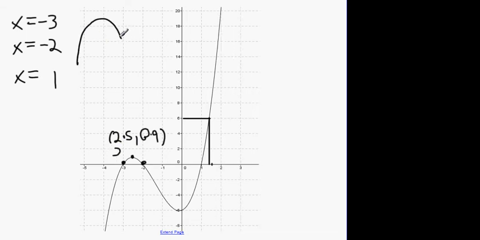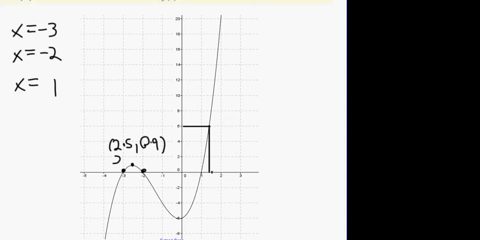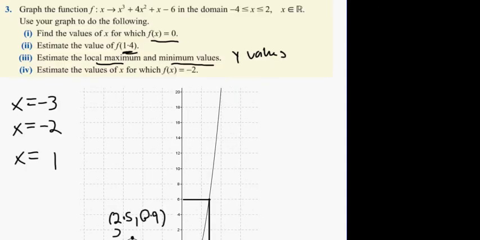The minimum turning point is on its way down. That's your min, that's your max. Okay? So what I'm trying to tell you guys is that it's 0.9. So the maximum value, max value, is 0.9.